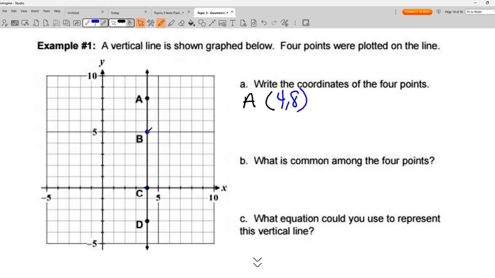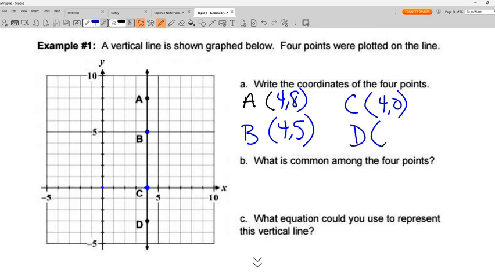Point B is right here. Point B's coordinates from the origin, I would move 4 units to the right, and then I would have to move 5 units up, so point B is at 4, 5. Point C is right here, which is 4 units to the right of the origin, which is at 4, 0. So point C is actually on the x-axis. And then we have point D, whose coordinates we need. Point D is right here. So again, I'm going to go 4 units to the right, and then I'm going to go down 3 units, meaning that point D is at 4, 3.